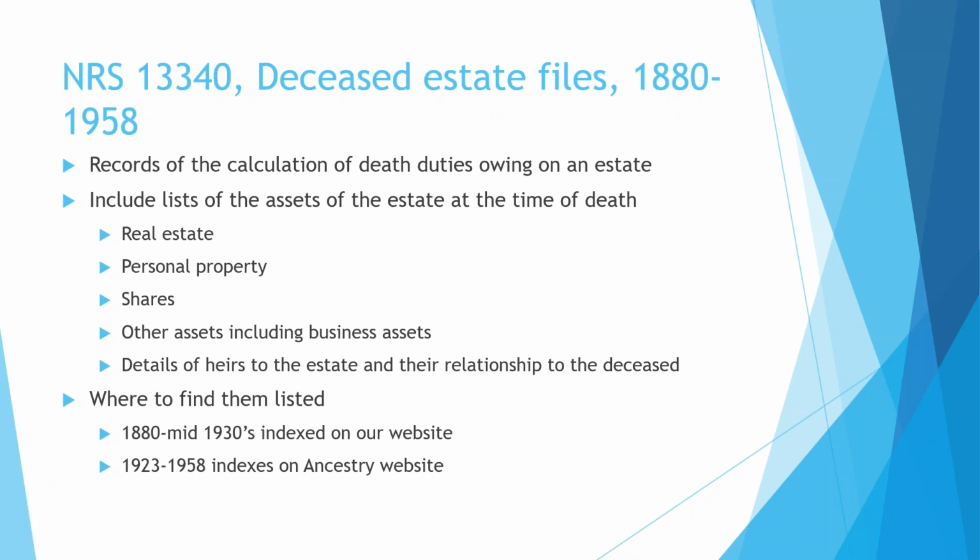So where you can find the files listed, and they're listed by name, so you know the name of the deceased, then you can go and find out if there's a deceased estate file for them. Between 1880 and the mid-1930s, you can check our website, online indexes, D for deceased estate files, and search the name of the person there. With our indexes, particularly the very early times, they often listed people as B. Smith or R.